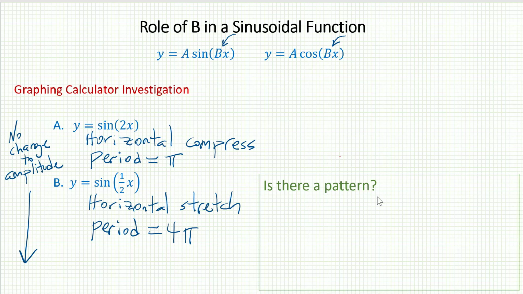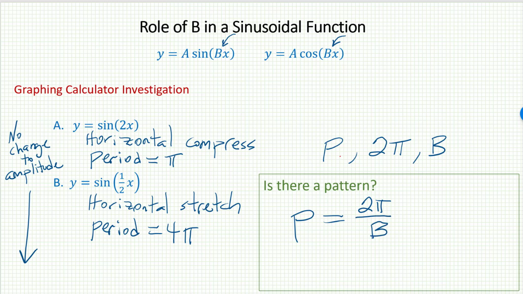Of course, we want to know, is there a pattern to this? And the answer is yes, there is a connection between the new period, the old period, and the value of b. You might have to do a few more examples in order to figure out that connection on your own. Let me tell you what it is. The new period can be found by taking the old period, 2 pi, of the regular sine or cosine function, and then dividing it by the b value. You can test that out in our examples.